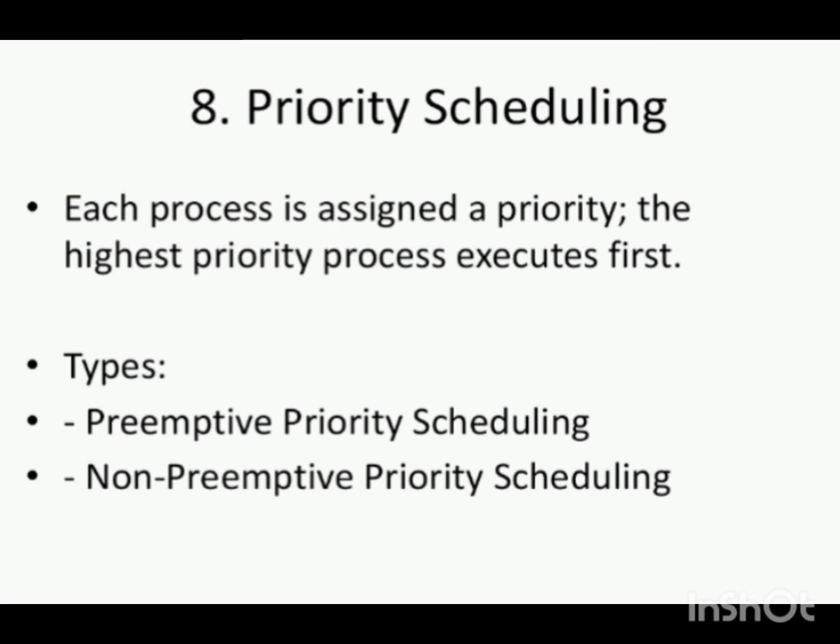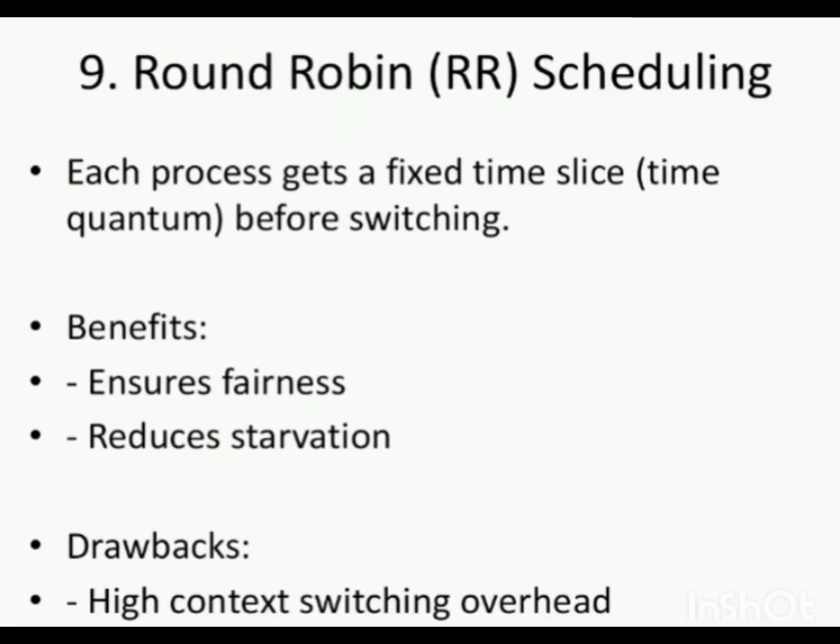Types: preemptive priority scheduling, non-preemptive priority scheduling. Round robin scheduling: each process gets a fixed time slice, a time quantum, before switching. Benefit: it ensures fairness and reduces the waiting time. Drawbacks: high context switch overhead.